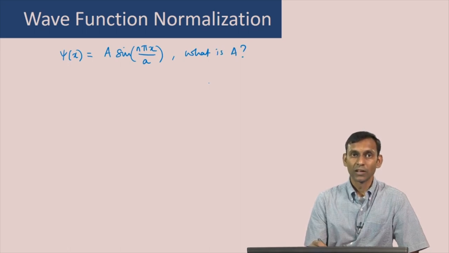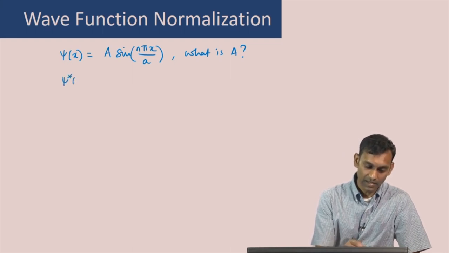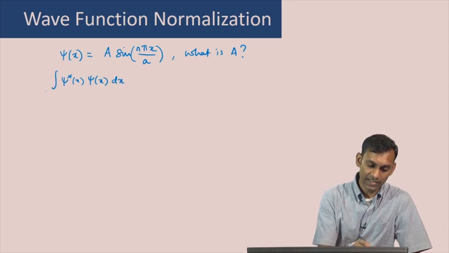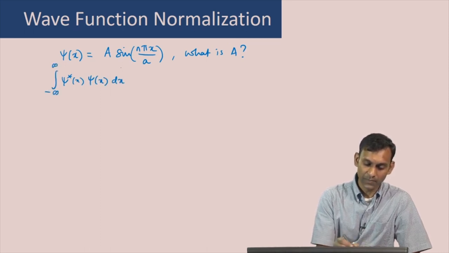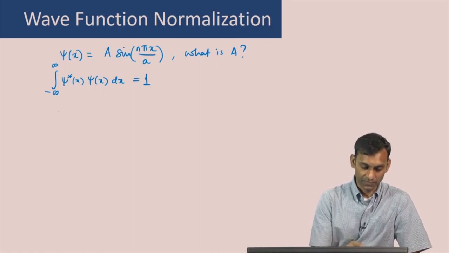You will recall that one of the properties that a wave function needs to have is that the integral of psi star psi over all space needs to be 1, which is the normalization condition, or the condition that the sum of probabilities of finding the particle at any position is equal to 1. So, let us apply this condition for our wave function.